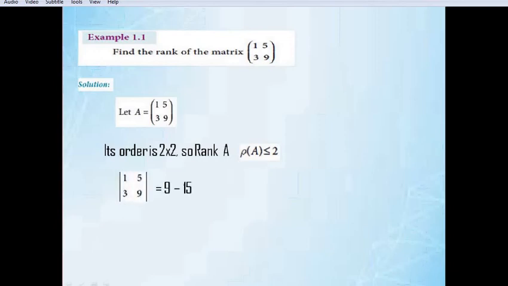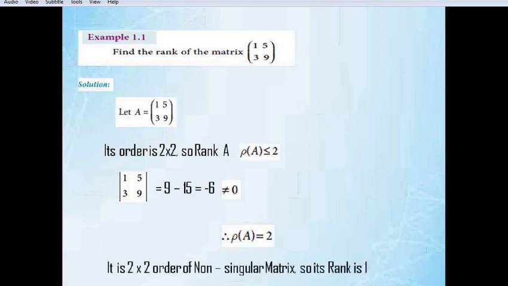For that we have to find the determinant of the given matrix. Already we know how to find the determinant of a 2 by 2 order matrix. We get a value not equal to 0. It is a non-singular matrix because its determinant is not equal to 0. So it is a non-singular matrix of order 2 by 2, so this matrix's rank is 2. Sorry, here it is printed as 1.